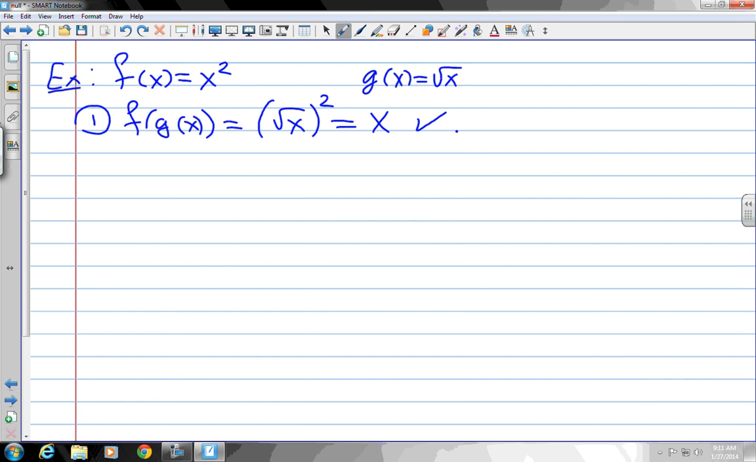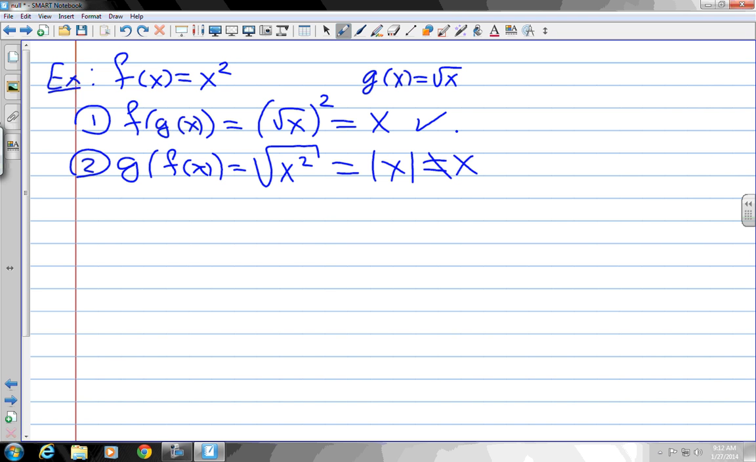But if I go the other way, this is the square root of x squared. What is that equal to? Well, the absolute value of x, right? This is what we agreed on last week, and it showed up on your homework. Not necessarily x, right? So it does not equal x, so it did not work, right?